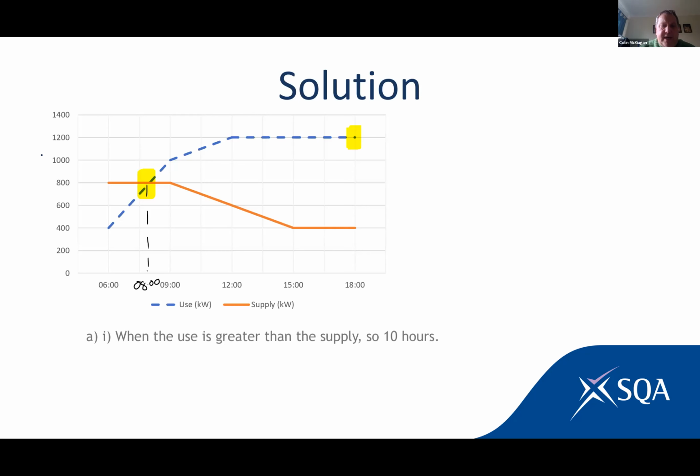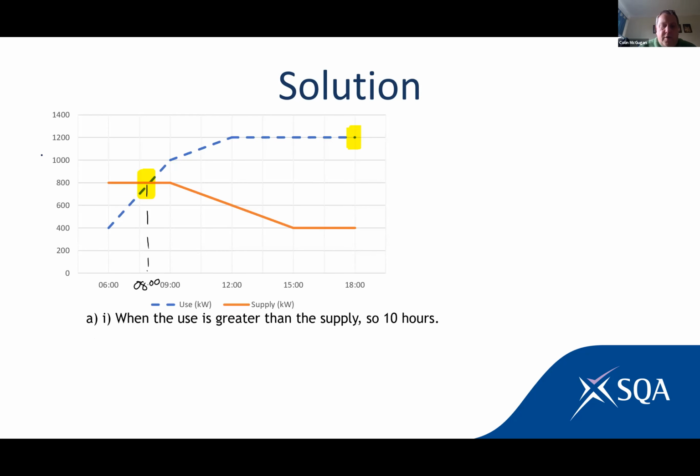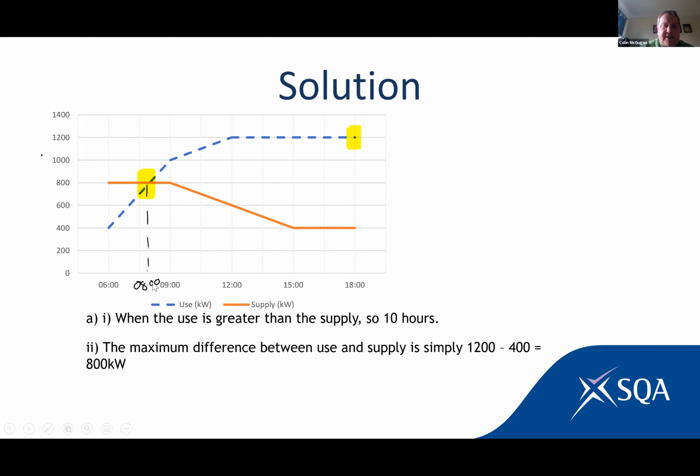So what we're looking for here is, for part A, it said state the number of hours the diesel generator is required during this period. That's when the use is greater than the supply. So it's 10 hours there. If we can see, it meets at 8 o'clock, finishes at 6. So therefore that's 10 hours.